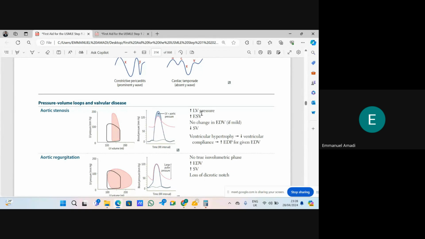Of course, the patient will have ventricular hypertrophy. You know why the ventricle should hypertrophy, to definitely reduce the wall stress.